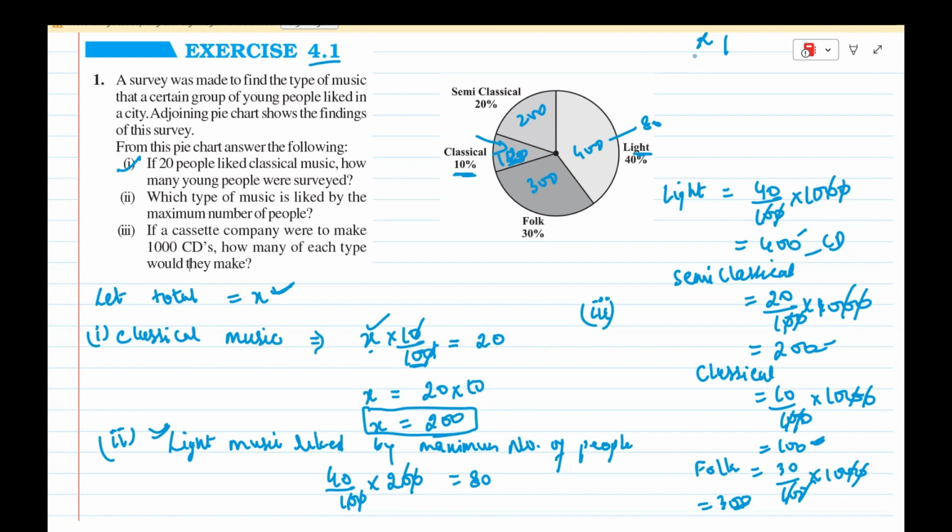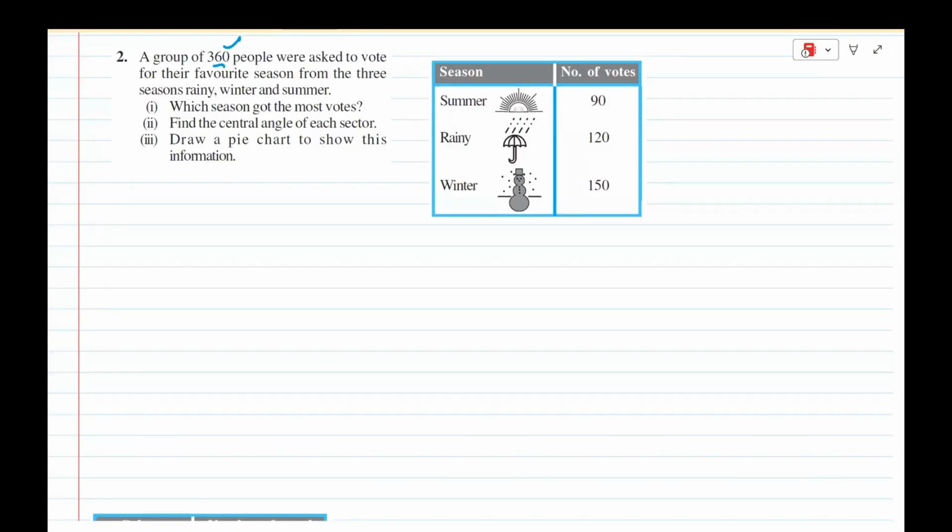Now, I'm moving to question number 2. Question number 2 says there were 360 people asked to vote for their favorite season. And the 3 seasons are summer, rainy, and winter. So if you add these votes, it has to be 360 because all the 360 people have voted. So the addition will be 360. Now, which season got the most votes?